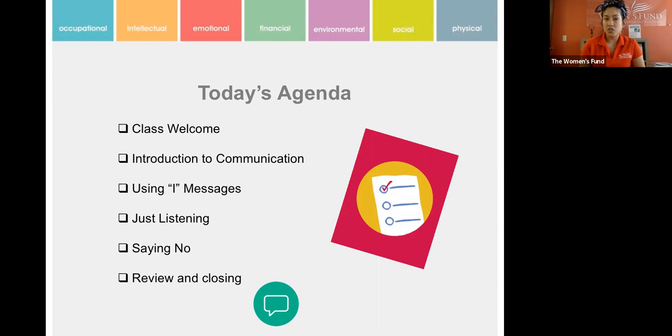So then today's agenda, we're going to talk about what communication is, how to properly convey what it is that you're trying to say using iMessages. We're going to learn how to listen. And then we're gonna hopefully give you a little bit more oomph into saying no, because I know saying no is very hard to do sometimes. And then we're gonna go ahead and review and close.